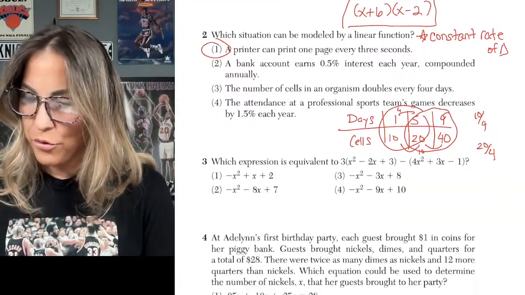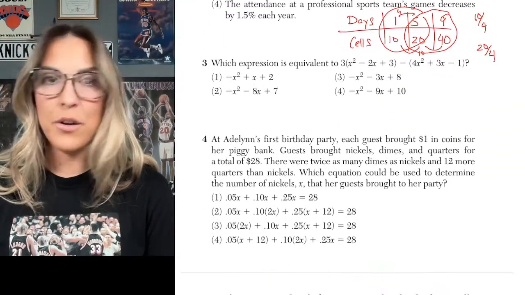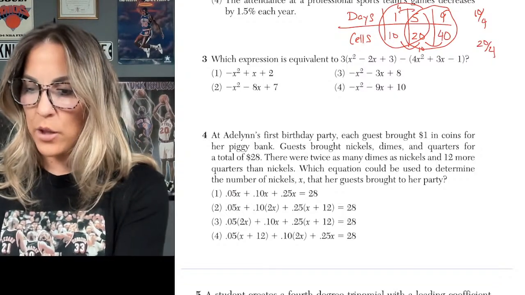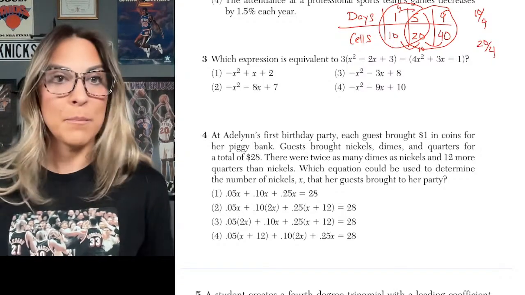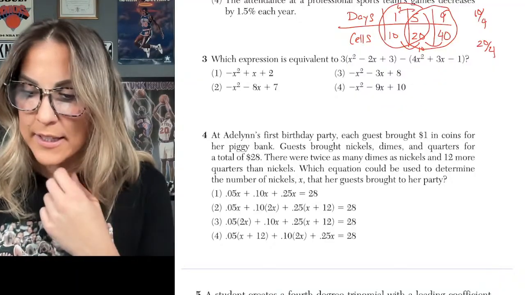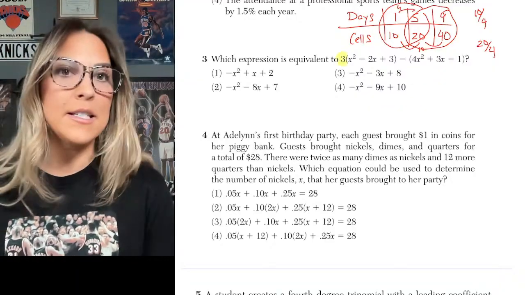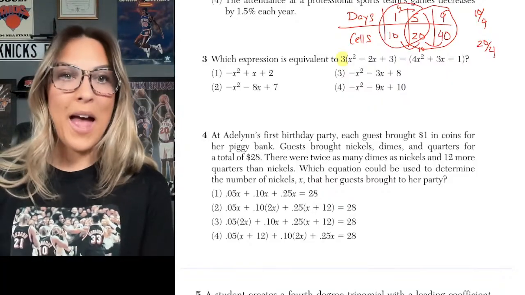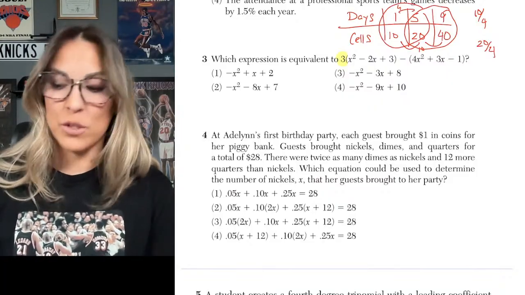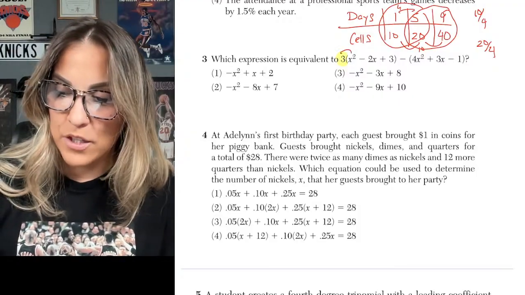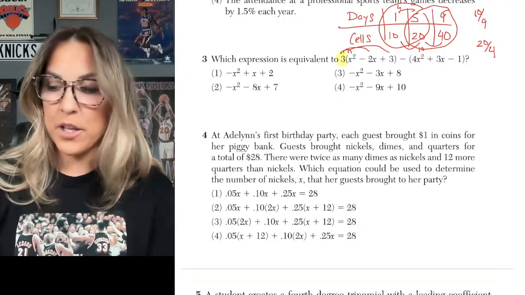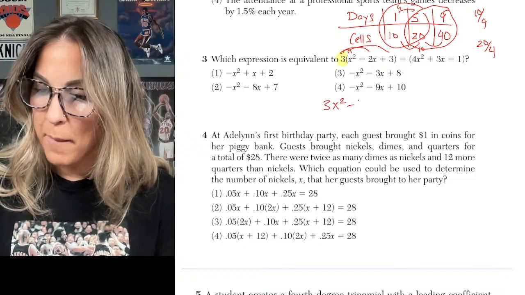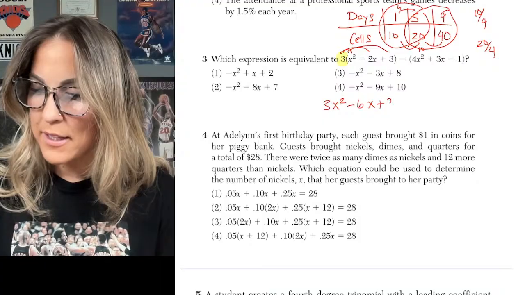All right, number 3, and this one shows up every year and it is pretty easy. Which expression is equivalent to the following? So there's a lot of simplifying to be done here. When I see a number outside of a parentheses, that means that I am distributing it. So I'm multiplying it to every term that's inside those parentheses. So I'm going to multiply this 3 out to all 3 terms that are inside. That's going to give me 3x squared minus 6x plus 9.